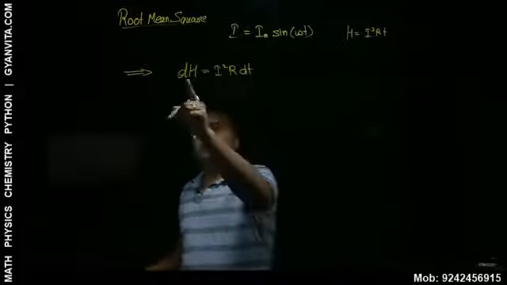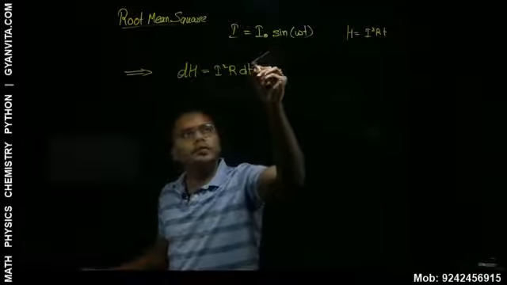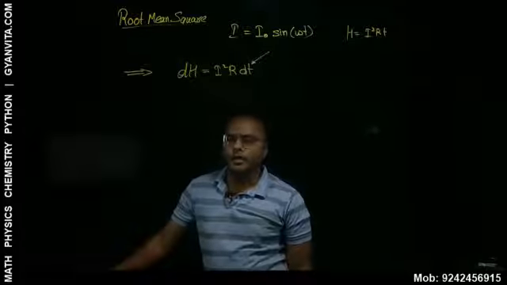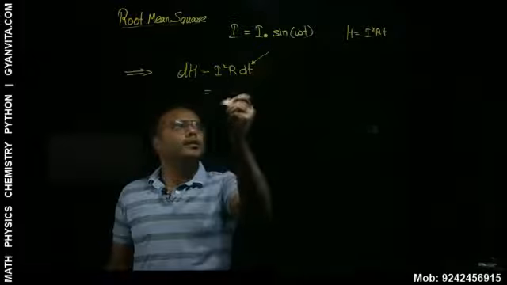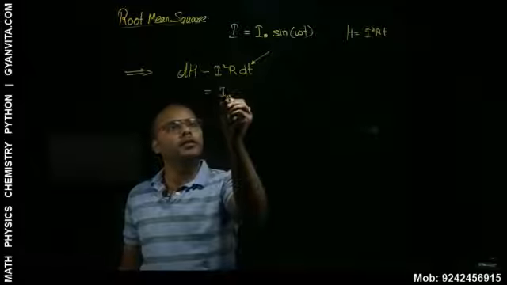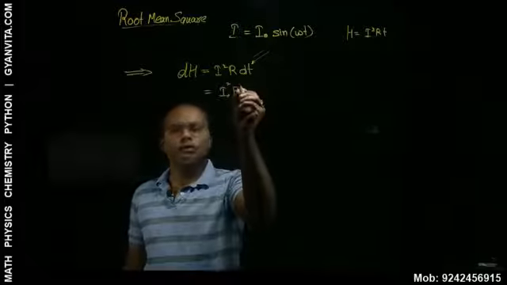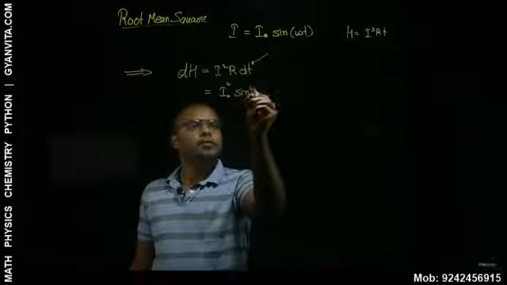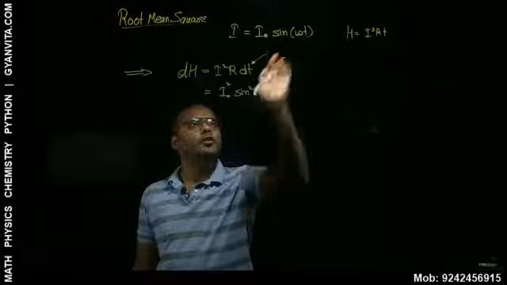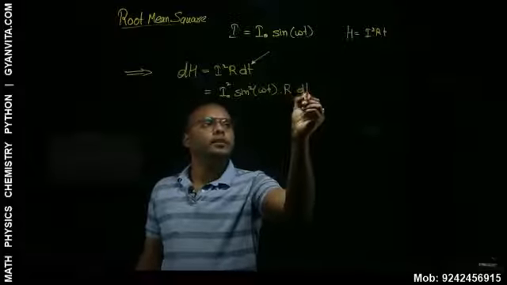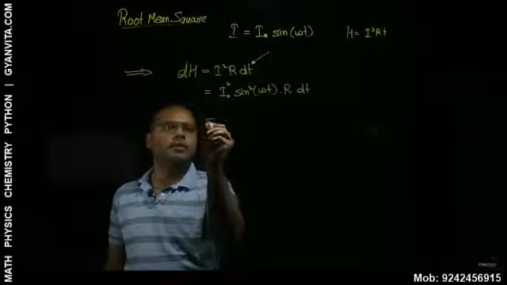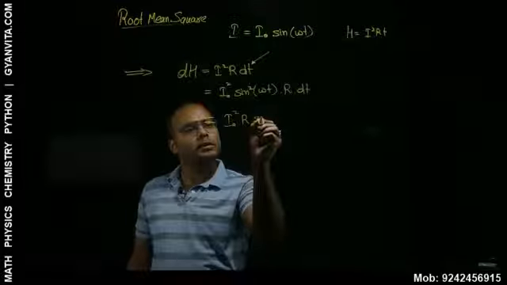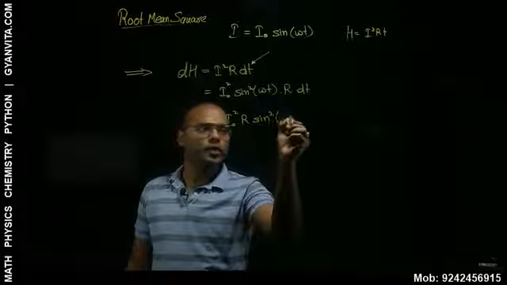Okay, so dH, the small amount of heat generated for a very small time period, delta T or dt, will be equal to I square R into dt. Now what is I? I is I naught sine omega t. So this is I naught square sine square omega t, that is your I square, into R into dt. If I rearrange this, it will be I naught square R into sine square omega t dt.